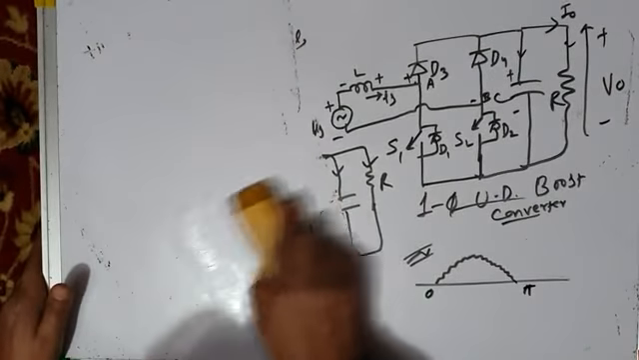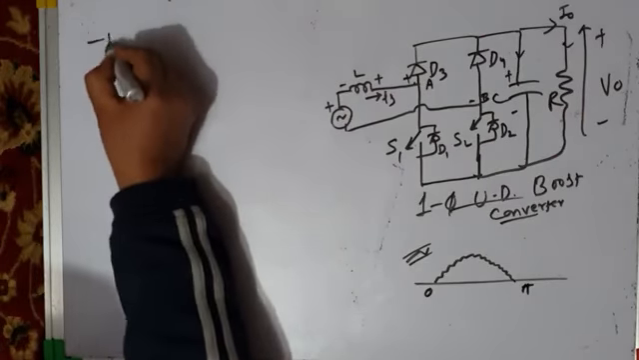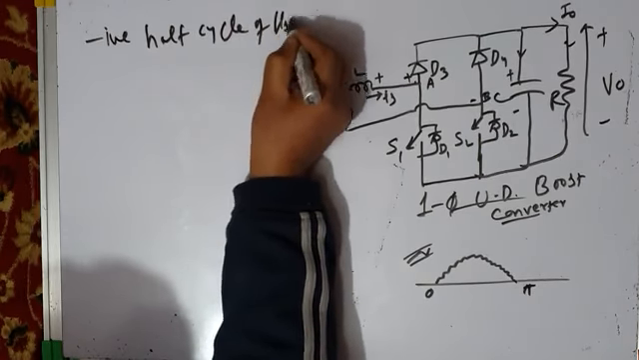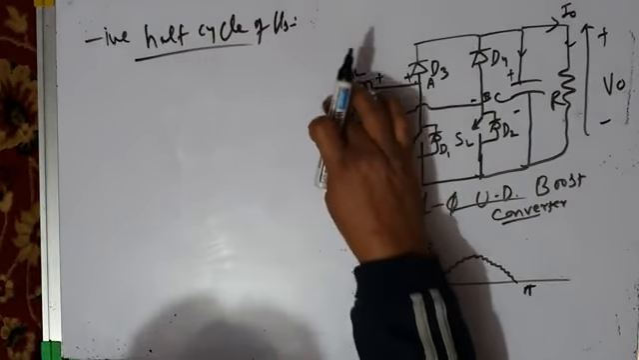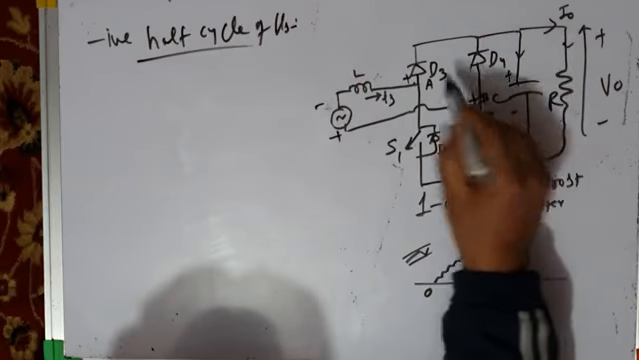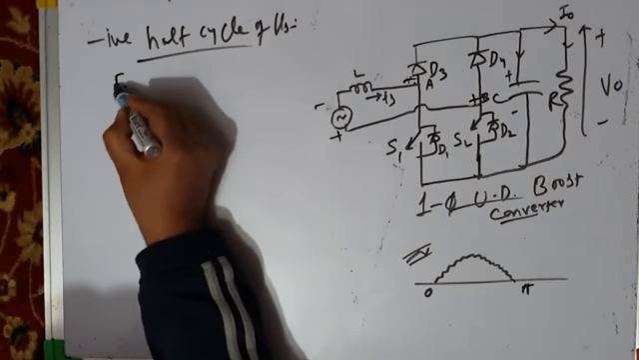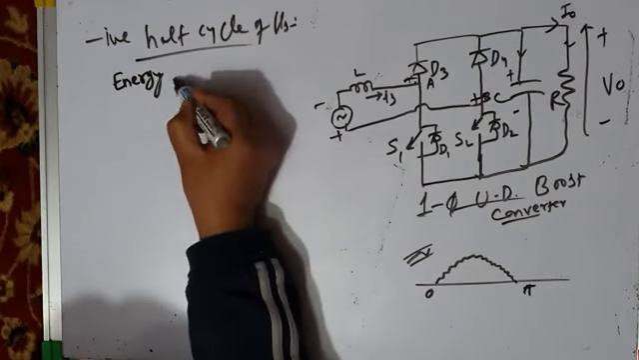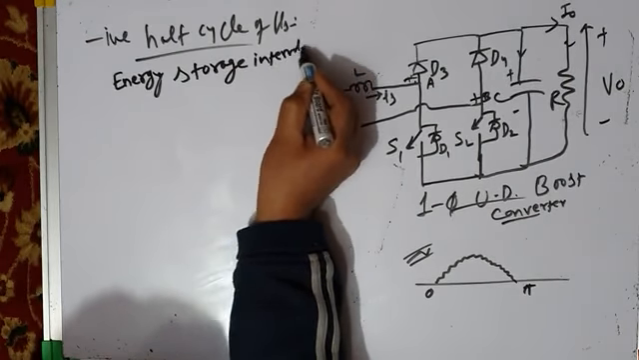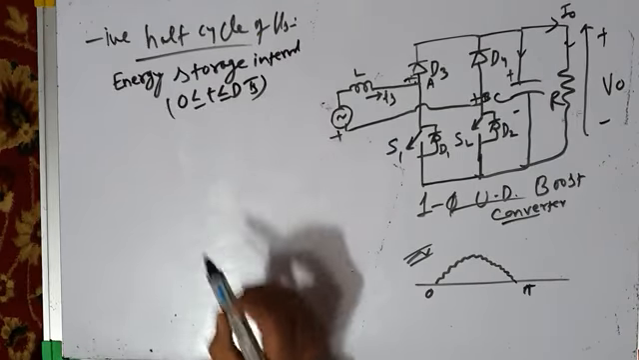Let's see what happens in the negative half cycle of source voltage. Negative half cycle of source voltage में this terminal will become positive with respect to this. इसका मतलब ये B positive हो जाएगा, A negative हो जाएगा, and इसमें भी energy storage and energy transfer interval है. Energy storage interval is 0 to dTs. What happens in this energy storage interval?